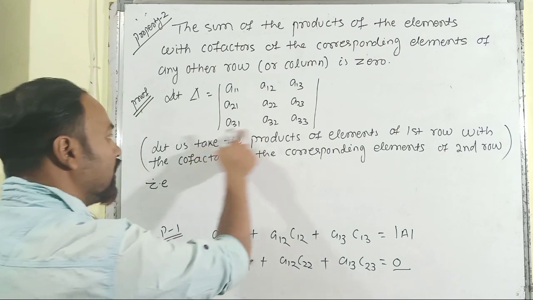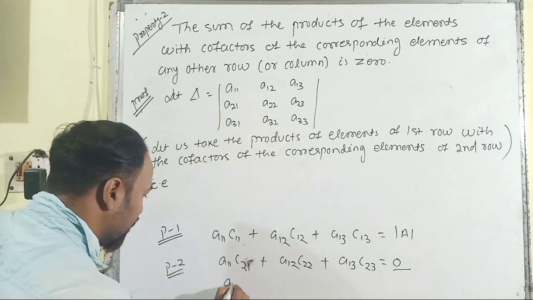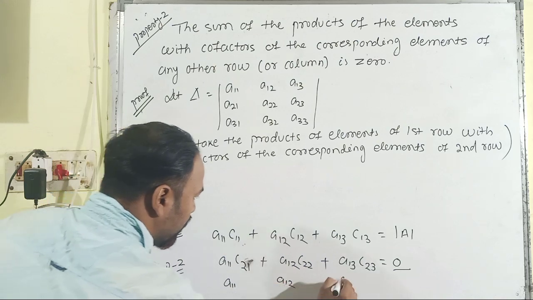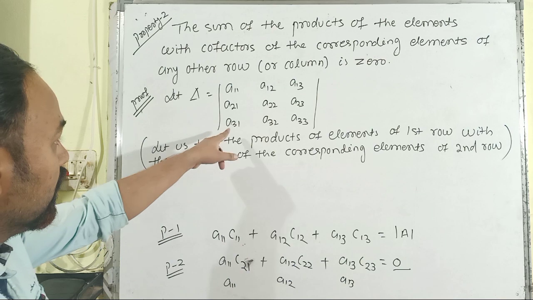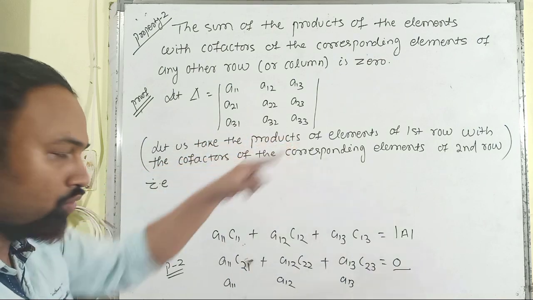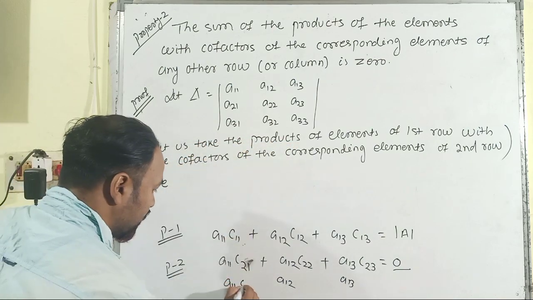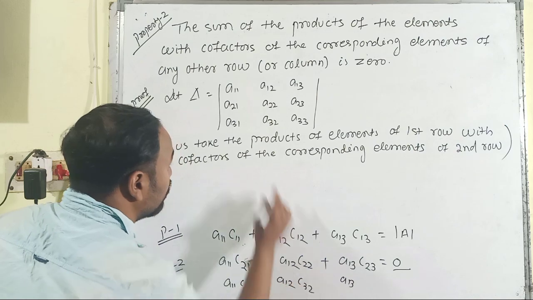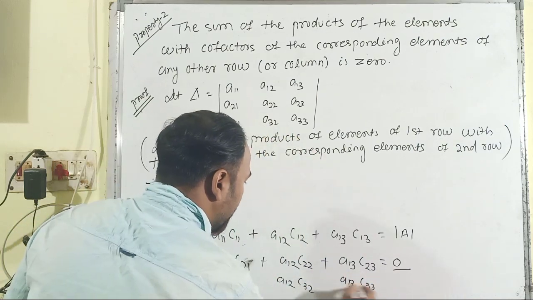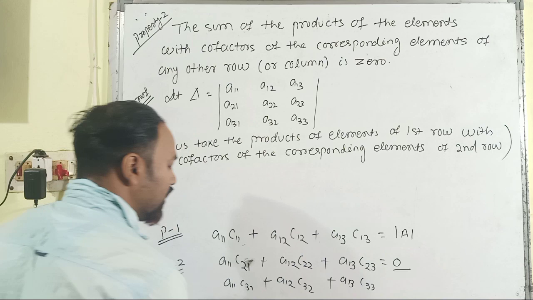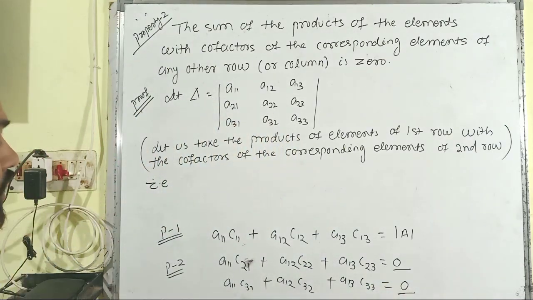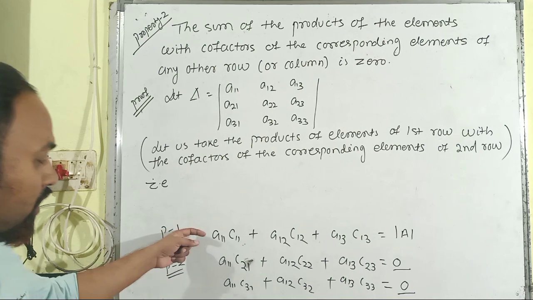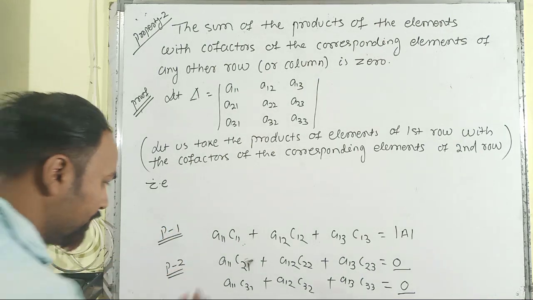Again let us consider the third row here. So again consider A11, A12, A13. Suppose we have to consider the cofactors of the corresponding elements of the third row. That means the cofactor of A31 is C31, then C32 and C33. After multiplying we have to sum all of the three results and it will also give the result 0. So here is the difference between property number 1 and property number 2.